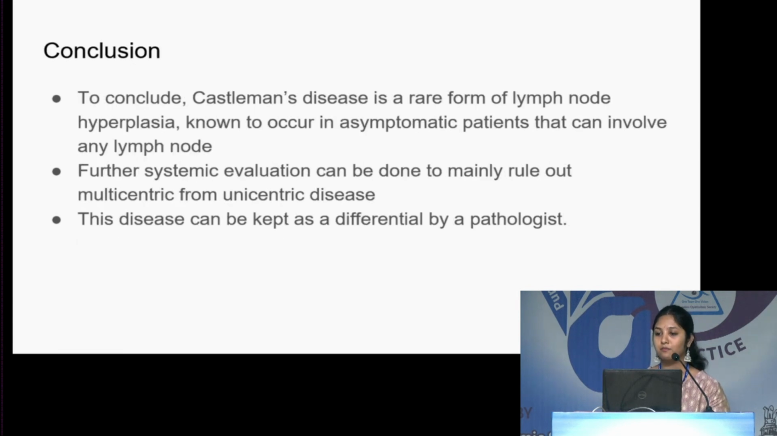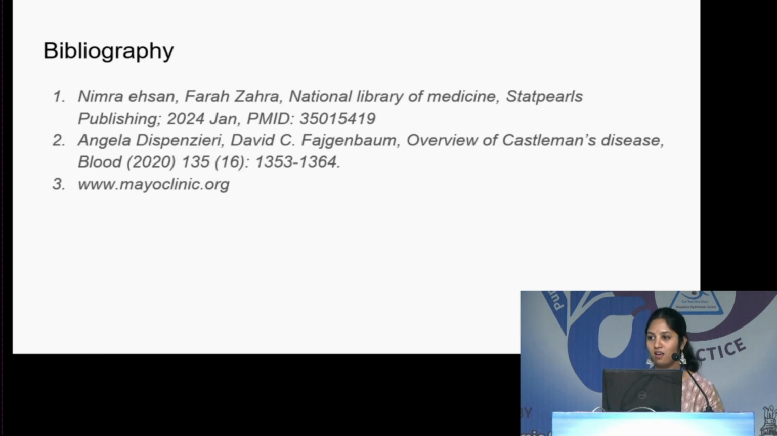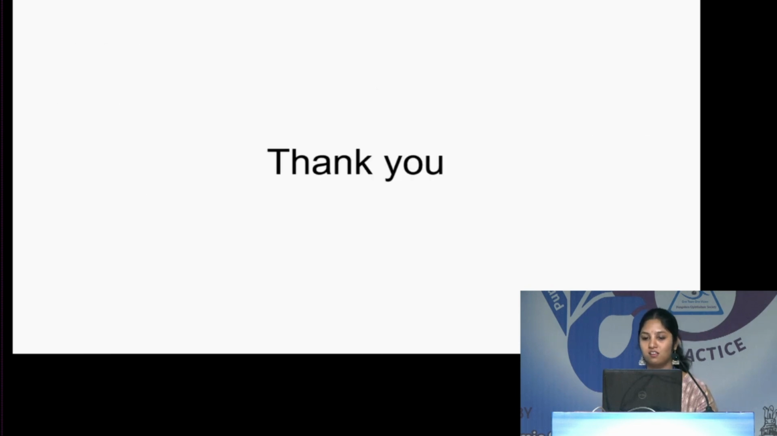Conclusion: it is a rare lymph node hyperplasia known to occur in asymptomatic patients and can involve any lymph node. Further evaluation has to be done to rule out any systemic involvement. This disease can be kept as a differential by a pathologist if any lymphoma occurs. These are my references. Thank you.